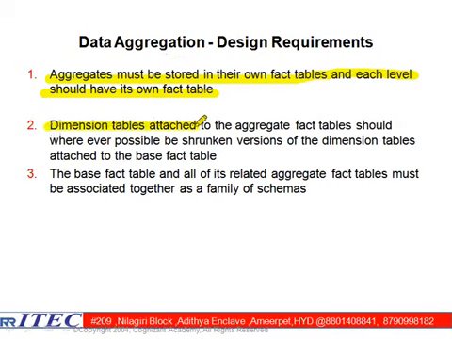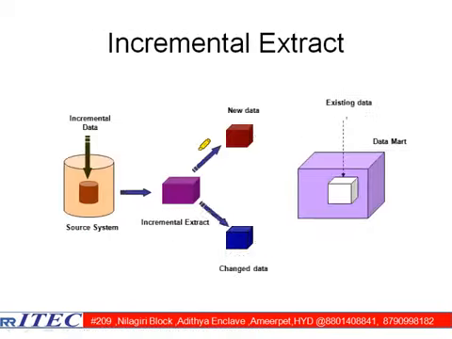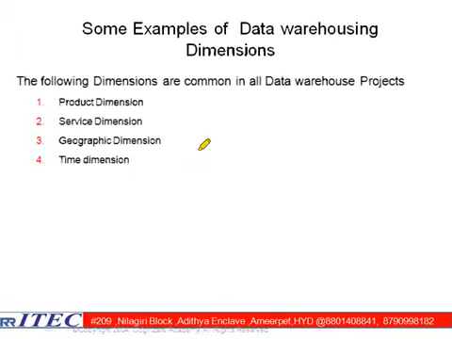Now, dimension tables attached to the aggregate fact table should, wherever possible, be shrunken versions of the dimension tables attached to the base fact tables. So what is the meaning of this? To understand more about these dimension tables and fact tables, have a look at this once.